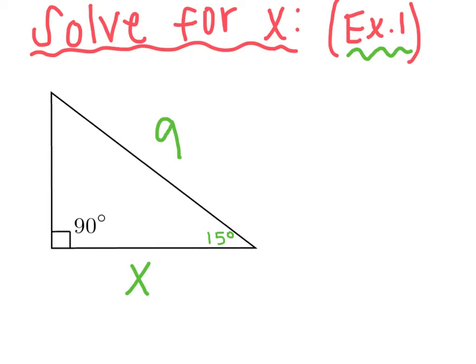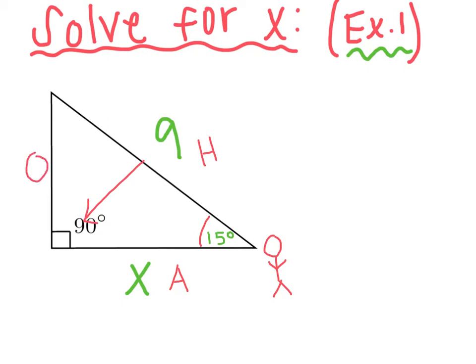We need to draw our stick man at the given angle, and we need to label our sides with opposite, adjacent, and hypotenuse. Well, x is the adjacent side to the 15-degree angle. 9 is the hypotenuse because the hypotenuse is always across from the 90-degree angle. And this other side over here is opposite.